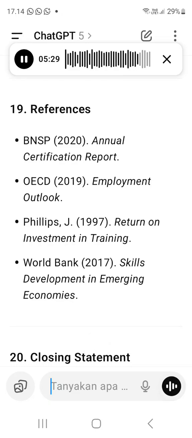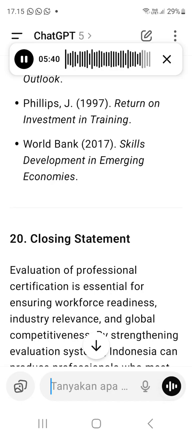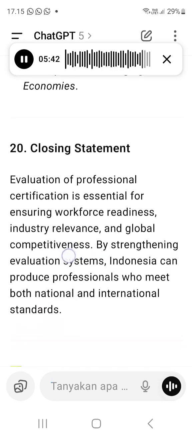19. References. BNSP 2020 Annual Certification Report. OECD 2019 Employment Outlook. Phillips J. 1997 Return on Investment in Training. World Bank 2017 Skills Development in Emerging Economies.